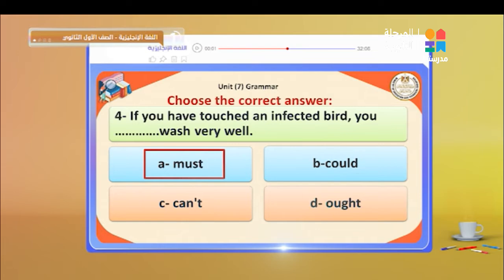Now, why can't we use ought? Ought is used like should for advice. But do you remember that it must take to? We must say ought to. And here we don't have to. So we say you must wash very well. And again, because it's very dangerous to touch an infected bird, so must is a strong advice.